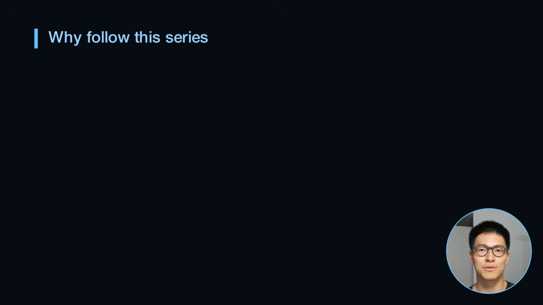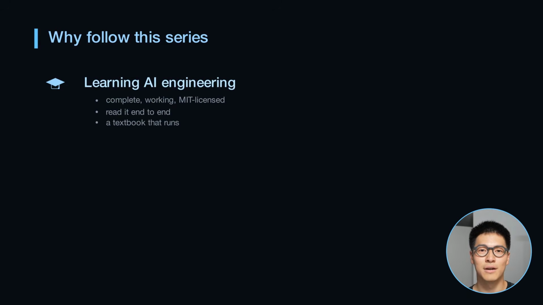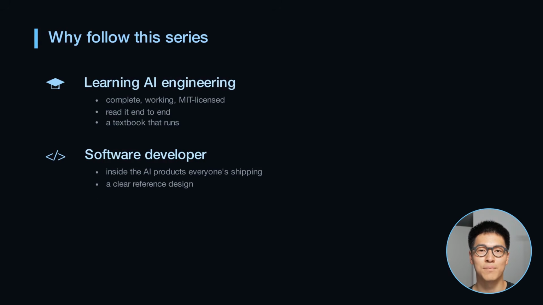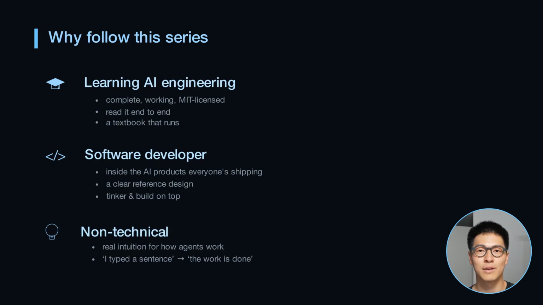Here's why I think this series is worth your time. If you're learning AI engineering, this is a complete working MIT licensed agent you can read end to end. A textbook that runs. If you're a software developer trying to understand what's actually inside of these AI products everyone's shipping, this is a clear reference design that you can tinker and build on top of. And if you're non-technical but you want real intuition for how AI agents work, what happens between I typed a sentence and the work is done?